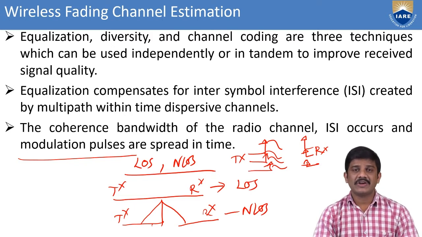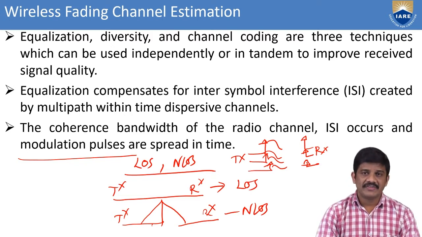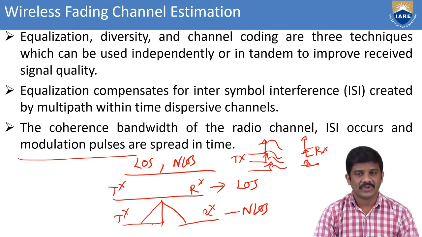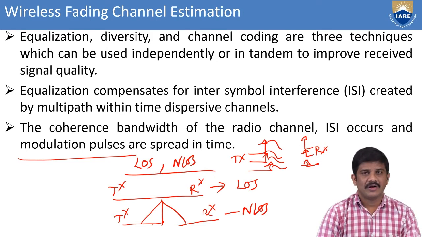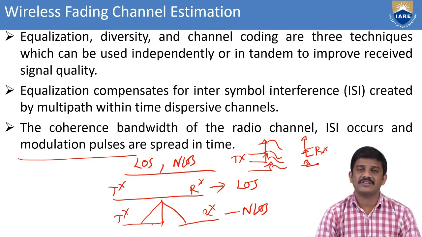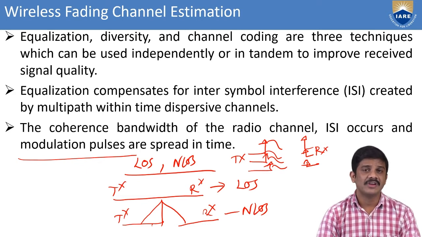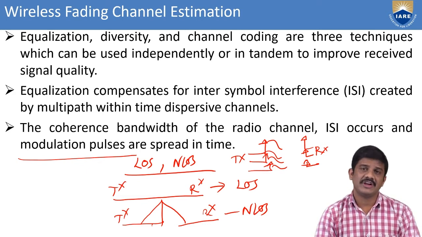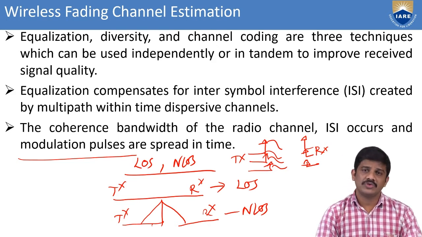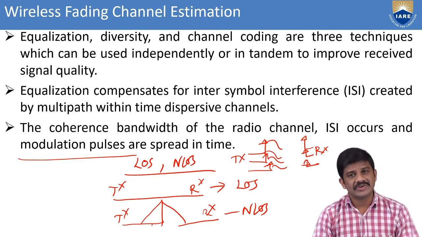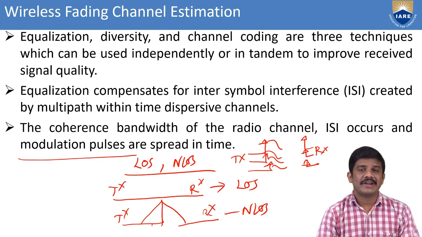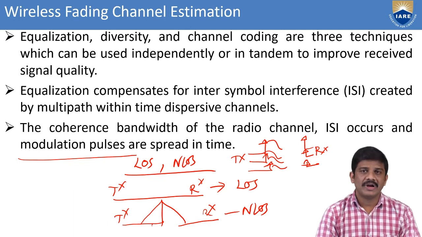Coming to diversity, what will happen in diversity? In diversity we have some fading, and to overcome the fading we choose diversity techniques. There are different diversity techniques: frequency diversity, time diversity, spatial diversity, antenna diversity. Those were discussed in wireless communication networks. Here we can see what fading is, what the different types of fading are, and how we can overcome them by diversity. We'll see that in this session.